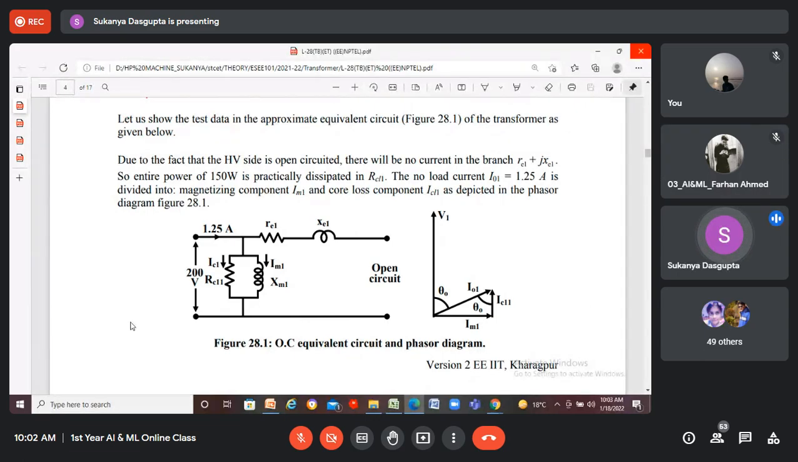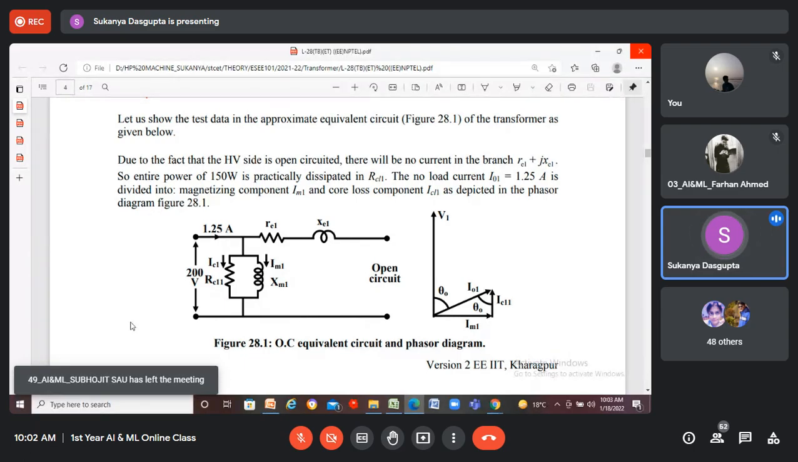Draw this circuit diagram. This is the open circuit equivalent circuit and the phasor diagram. Here the supply voltage is 200, and the supply current is 1.25 ampere. That is the no load current. And the high voltage side is left open for this test.